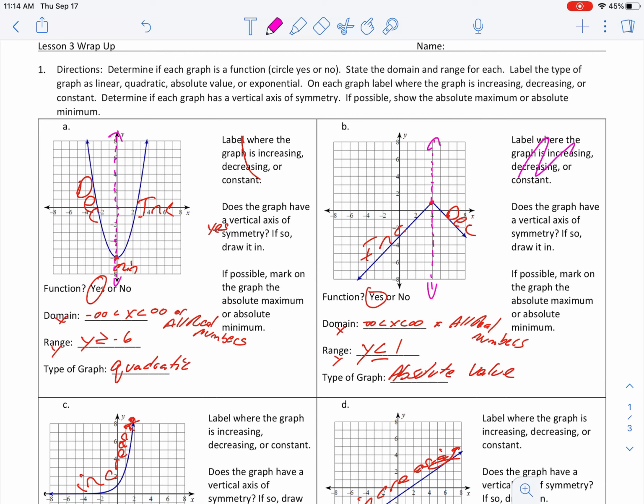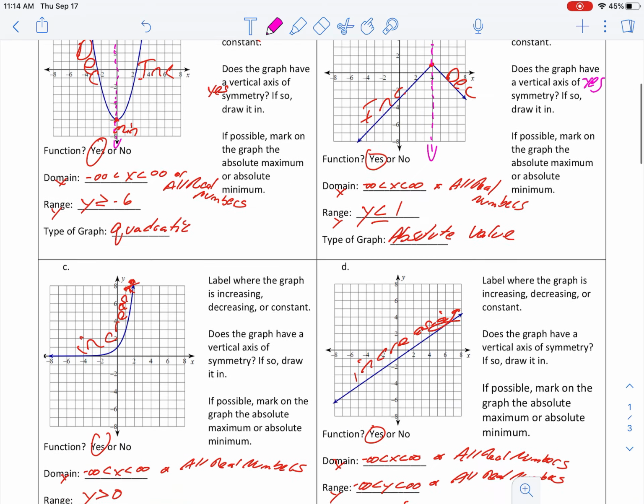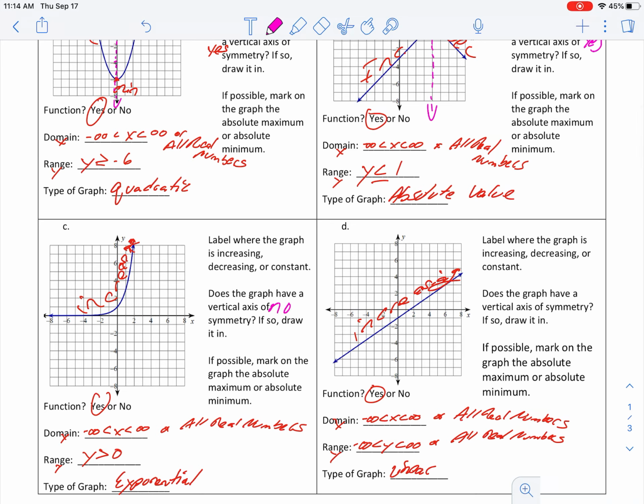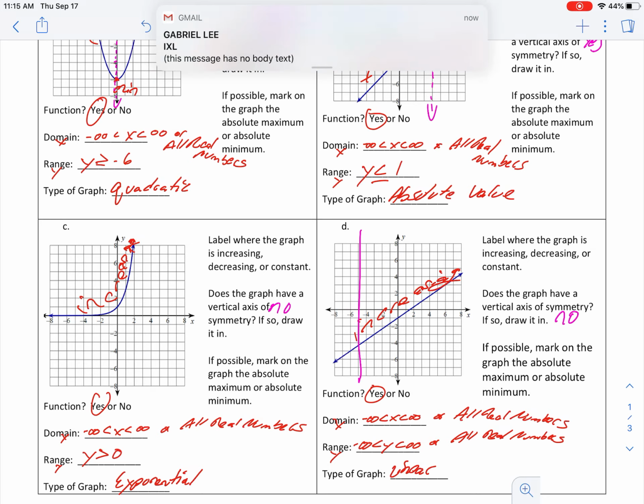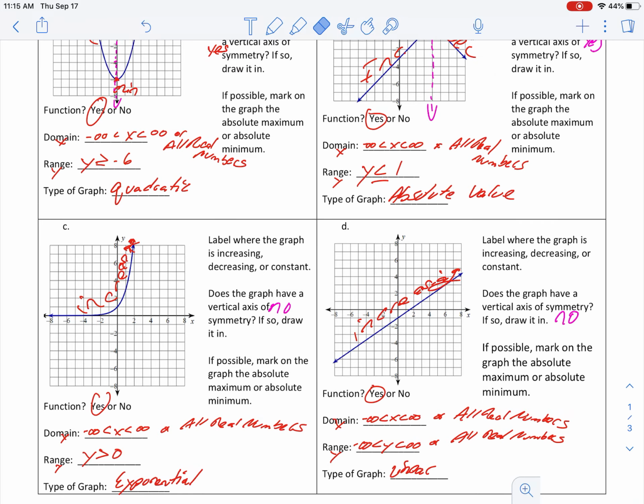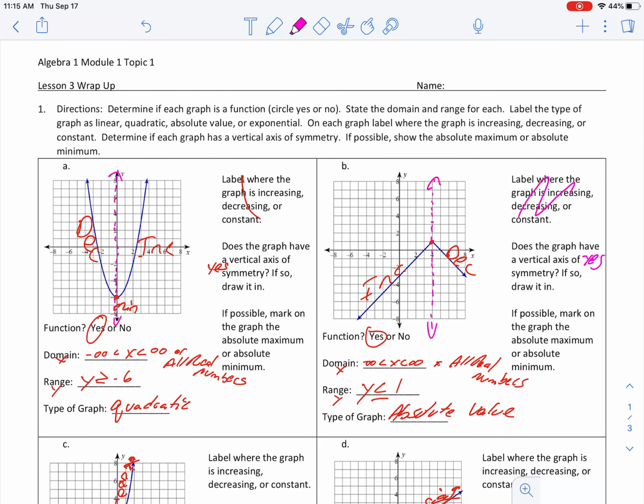We took care of increasing, decreasing. There's my vertical axis of symmetry right down the middle of that. The left would fold onto the right. So yes, it does, and we drew it in. The exponential does not. There's no way to cut that. And then the linear does not have a vertical one as well. There's no way to draw a vertical line in here and get it to fold from left to right, okay? So, no. We took care of that.